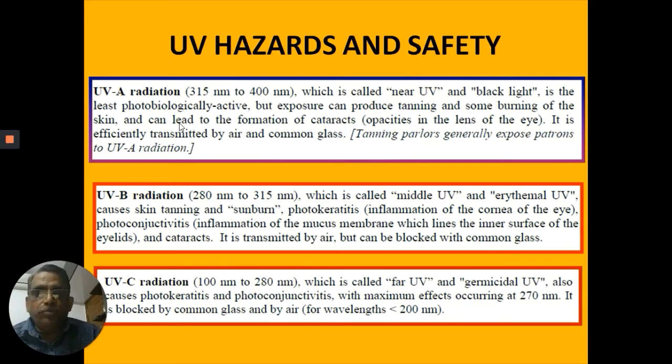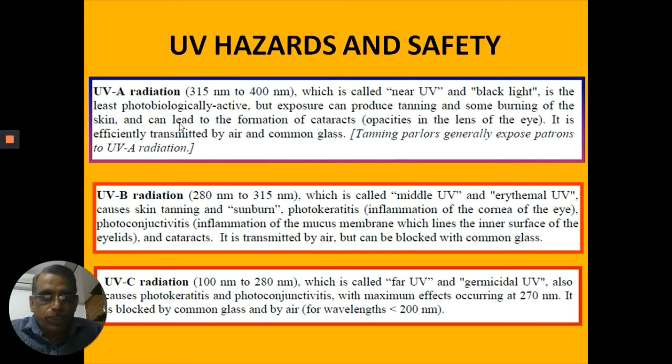The next is UVB radiation. It's called the middle UV, and it generally causes skin tanning, sunburning, and cataract. So this is the most important thing. UVB is also very harmful, so you have to protect your eyes and skin. UVC is the most dangerous. We already said it's a germicidal UV or far UV, and you should not expose any part of your body or eye to this UVC radiation. A and B can be tolerated somewhat, but you have to protect in all these aspects.